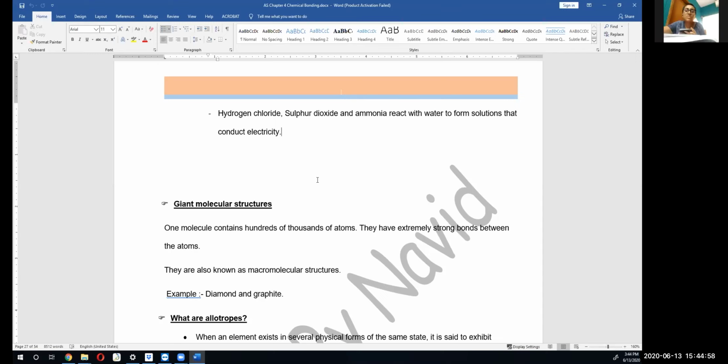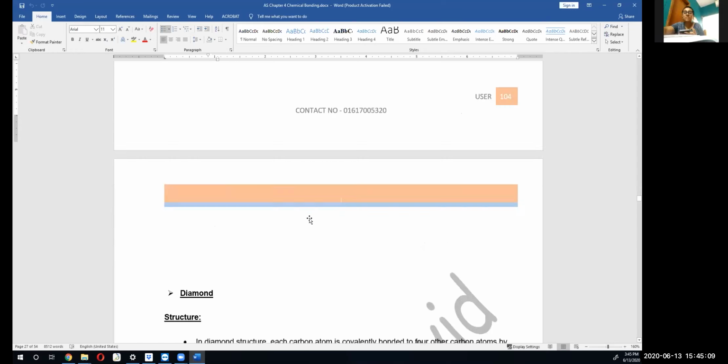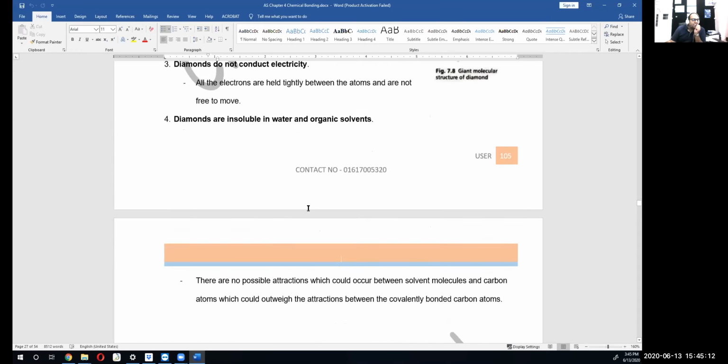So hydrogen chloride is not an ionic compound. If it's more than 2.1, then it's going to be an ionic compound. I don't think so. Wait, no, it's not an ionic compound.